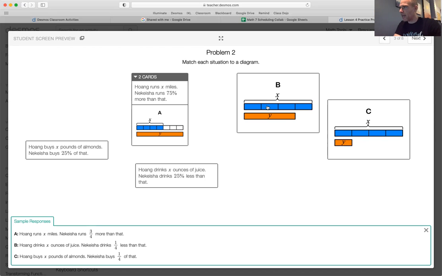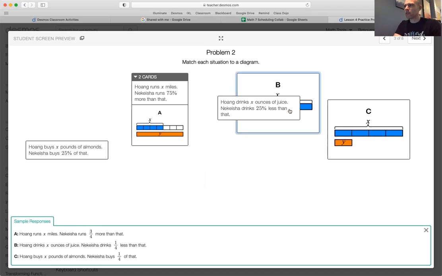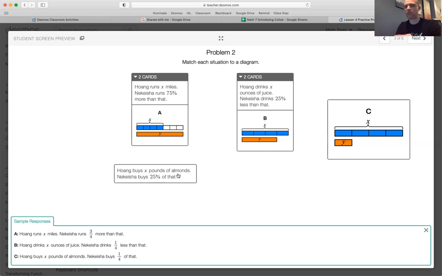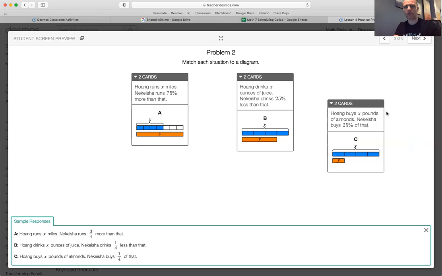So I look at the X bar here. It's broken up into 4 pieces, and the Y bar is one of those 4 pieces shorter, 1/4, 25% less than. I think those have to go together. And so by process of elimination, this one says that Nikisha buys 25% of the almonds that Wong bought. So her bar should only be about 25% the length of the X bar. And that's what I think we see in letter C. All right, moving on.